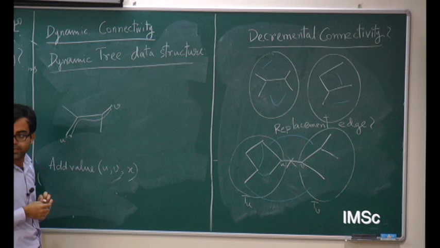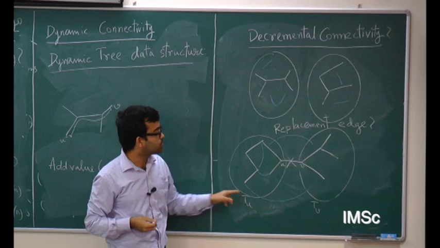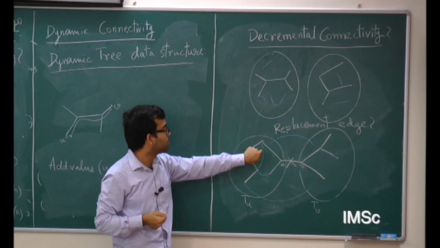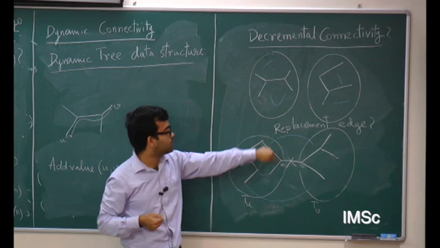But this is not sufficient, right? Because there can be so many of them. Maybe there is this one replacement edge and you are foolishly probing all these edges, and you probe a lot of these edges before you find this one. And this is going to take huge update time. Clear?